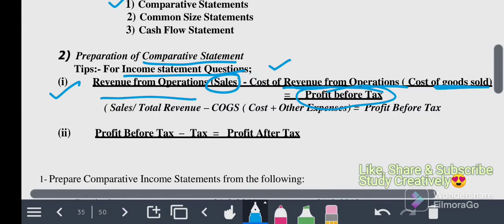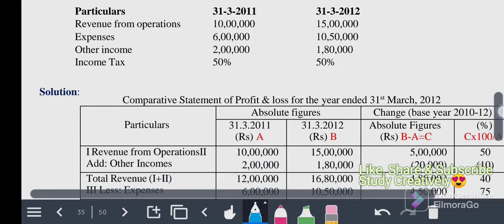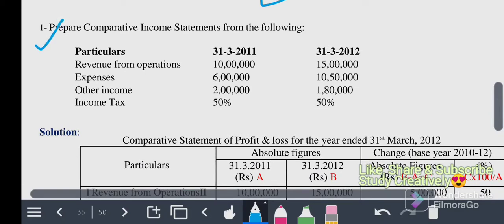By the formula: revenue from operations, which is exactly the sales, minus cost of revenue from operations, which is the cost of goods sold. Sales, or total revenue, minus cost of goods sold, where cost of goods sold is cost plus other expenses, will give you profit before tax. Then tax is deducted from profit before tax, and you get profit after tax. Here we have a question to look at, and after looking at this question we will have an idea how to prepare a comparative income statement.